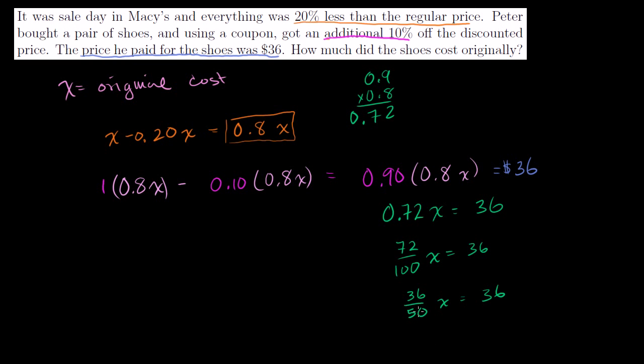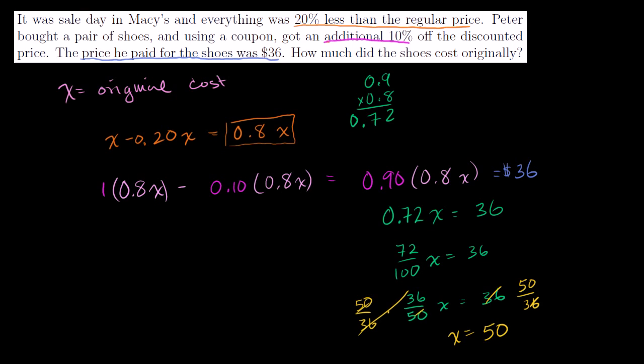And this isn't even in lowest common forms. This is the same thing as 18 over 25. But I like this number because I have a 36 here. And so I can multiply both sides by the inverse of this, 50 over 36 times this. I have to do it to both sides of the equation, 50 over 36. 36's cancel out, 50's cancel out, and you're left with x is equal to $50. The shoes originally cost $50.